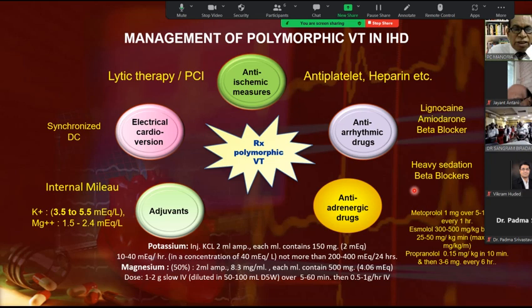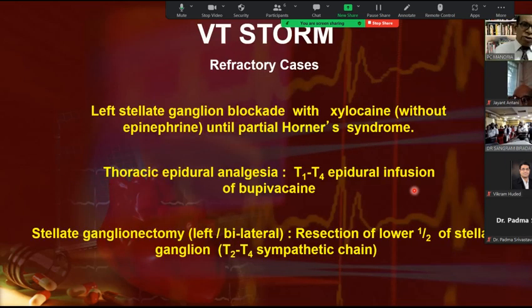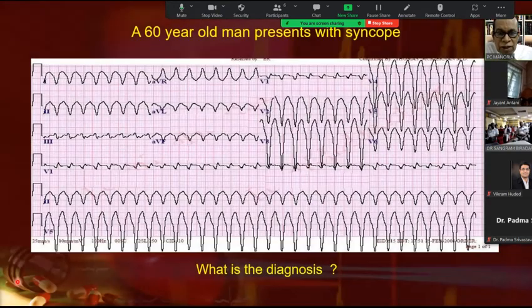Mere shocking the patient will not make the patient free of this arrhythmia. It may keep on recurring. And for those, particularly those who are revascularized late, they continue to get this arrhythmia, and for that, antisympathetic measures like left stellate ganglion block with xylocaine, or thoracic epidural analgesia for T1 to T4 blockage, or even stellate ganglion optimization, because sympathetic stimulation plays a very important role in polymorphic VT at the onset of acute myocardial infarction.